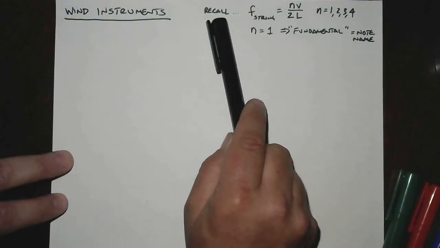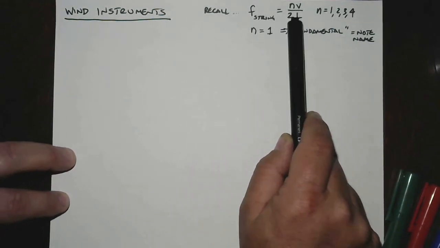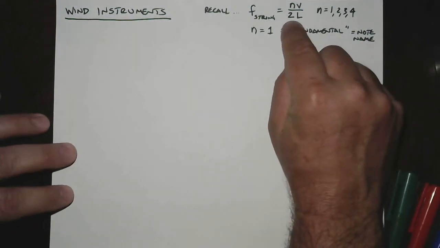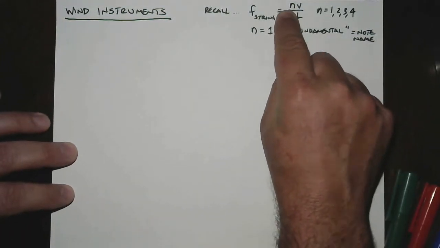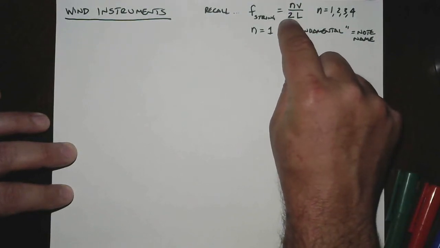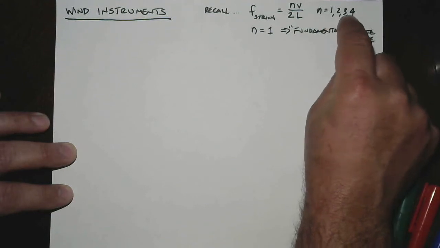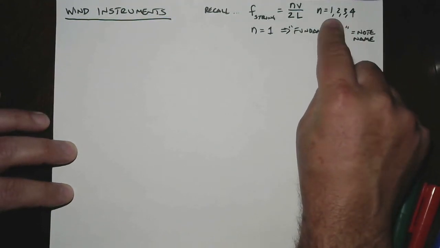I wanted you to recall that we came up with an equation for all the different frequencies you would hear from a string that had been plucked. And this is the formula. It's got an indexing variable n in it. So it's n times v over 2 times the length of the string. And n is an indexing number, so it goes up through the counting numbers, 1, 2, 3, 4. That's the number of the harmonic.